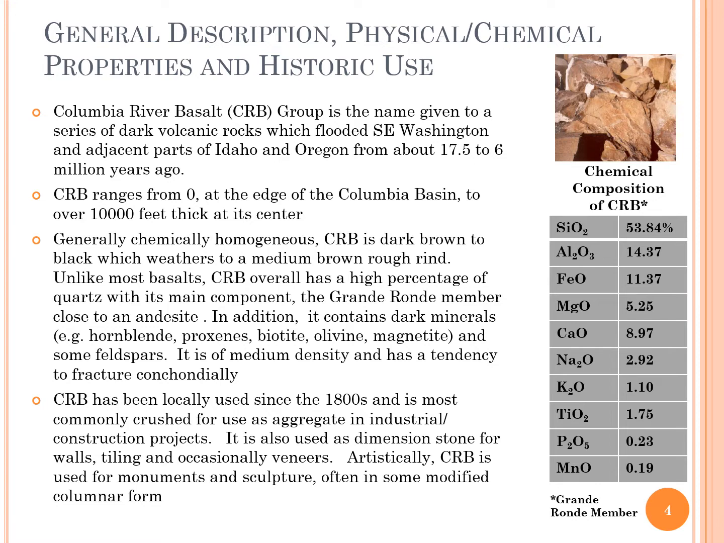There's the aluminum, iron, magnesium, calcium, sodium, potassium, titanium, phosphate, and manganese, all the way down from about 11% down to just less than a tenth of a percent. But these minerals add a lot of character to the CRB and make the Columbia River basalt as special as it is today. It's been used locally since the 1800s, most commonly crushed for aggregate for industrial and construction projects, but it's also been used for dimension stones, for walls and tiling, occasionally veneers. We'll talk a little bit more about that when we get into the art and architecture use of the CRB.